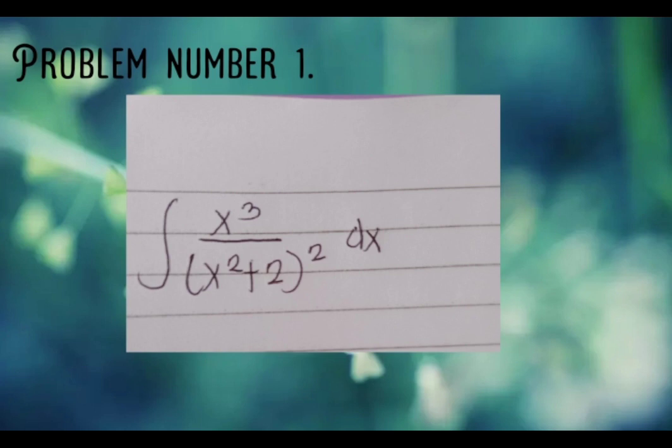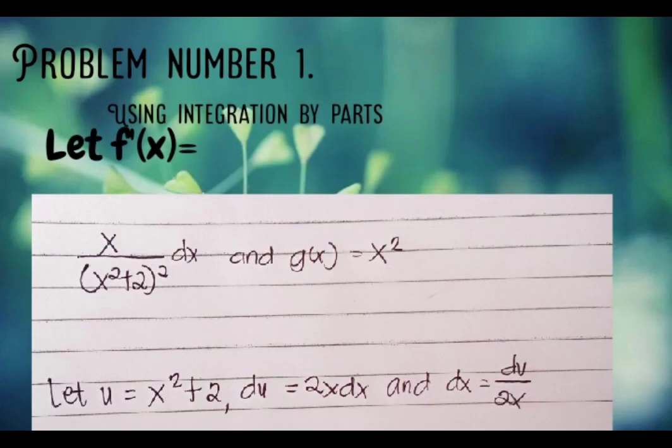For our first problem, find the integral of x cubed over the quantity of x squared plus 2 squared dx. It can be computed using 3 different methods: substitution, partial fraction, or integration by parts. But I will use the integration by parts. First, we let f prime of x be equal to x over the quantity of x squared plus 2 squared dx, and g of x is equal to x squared.